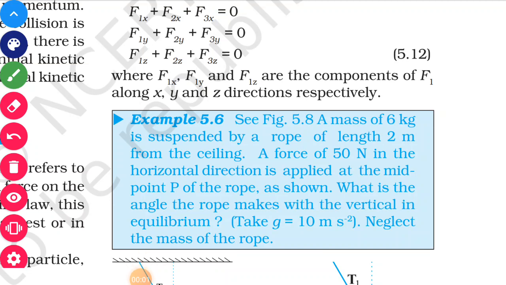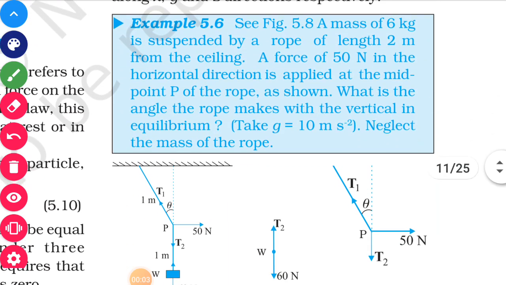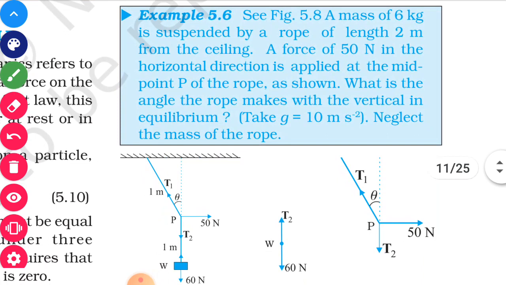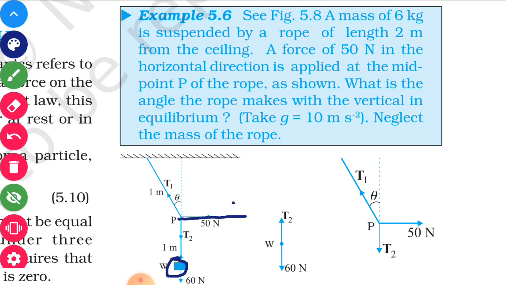Number 5.6, this figure is given to us. A mass of 6 kg is suspended by a rope of length 2 meters from the ceiling. So there is a rope and a 6 kg mass is suspended here. Now another 50 Newton force is applied in this direction. So the rope is behaving like this.